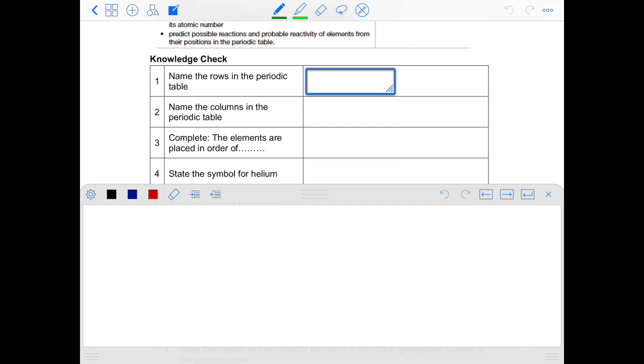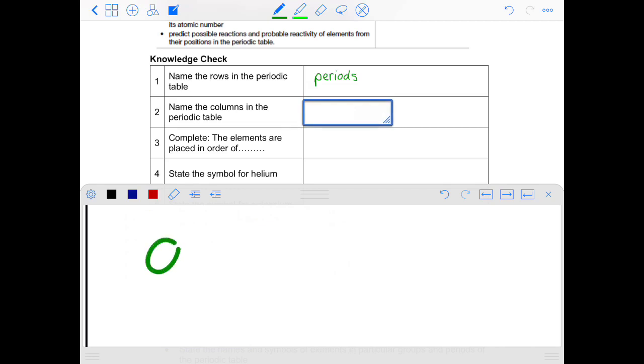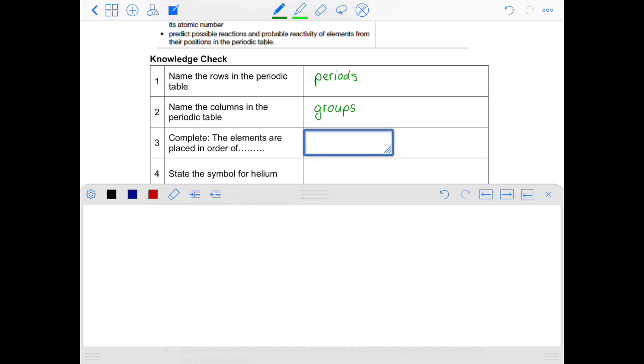So the rows of the periodic table, hopefully you remember, they are called periods, whereas the columns are called groups. The elements in the periodic table are arranged in order of their atomic number.